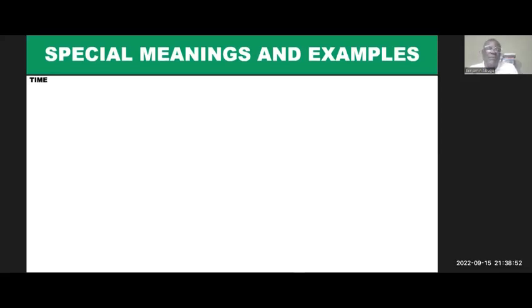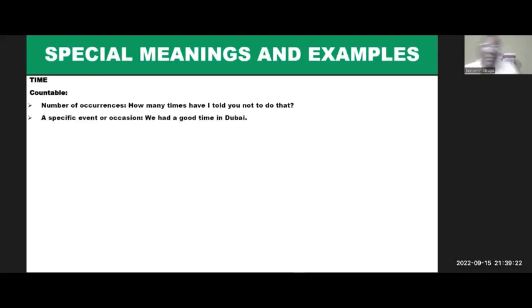Time is an uncountable noun, but it has countable meaning. So let's look at one of the meanings of time. You can use time to refer to the number of occurrences. For example, how many times have I told you not to do that? You see, we have added s to time, which means we have pluralized it. Okay, so it becomes countable in its special meaning.